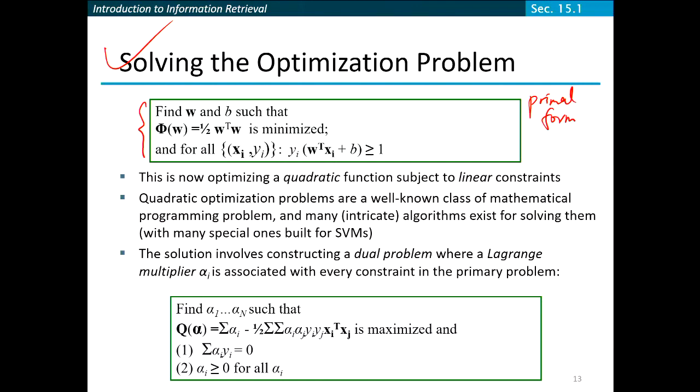This is the primal form of the optimization done by SVM. SVM needs to find the parameters W and B such that we minimize something subject to these kinds of constraints.